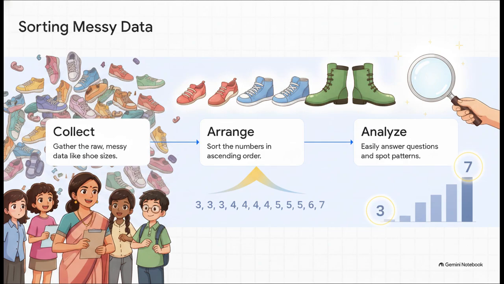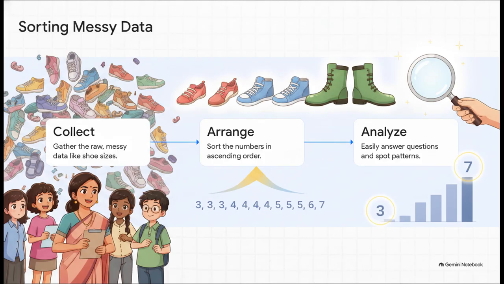Let's look at another awesome trick for organizing numbers. Sushri Sandhya asked her students for their shoe sizes, and of course, she got a totally jumbled list back. 4, 5, 3, 4, 7, 6, just a total mix-up. To solve this headache, she arranged all those messy numbers in ascending order, which just means from the smallest to the largest. Suddenly, by lining them up nicely like 3, 3, 3, 4, 4, 4, and so on, it became magically easy to answer questions.